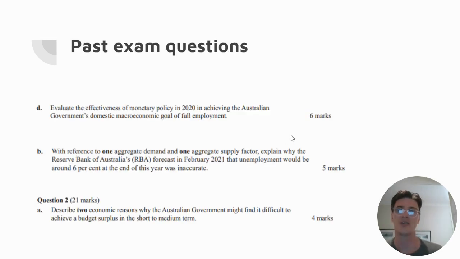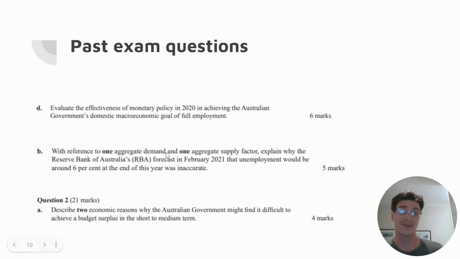Okay, so just to give you some examples of the past exam questions and how VCAA assesses you on this stuff, like I said, evaluate the effectiveness of monetary policy over 2020 in achieving full employment. Well, you'd have to get in there what the current full employment rate or unemployment rate is and whether or not the goal's been achieved.